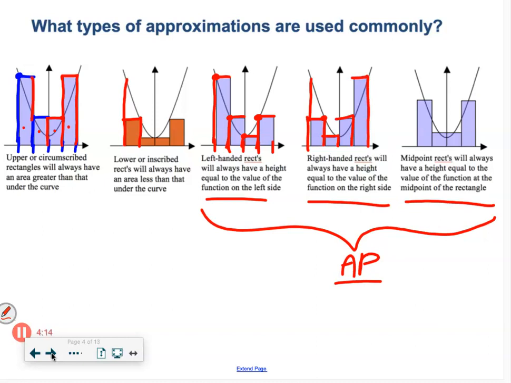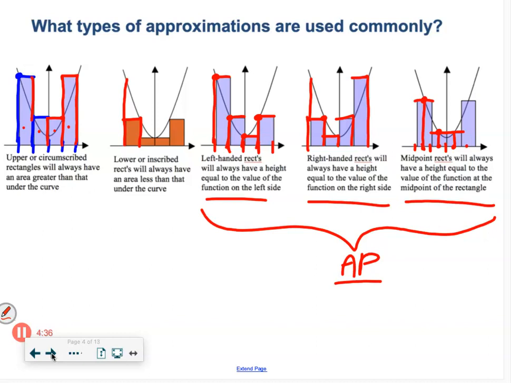Midpoint rectangles are determined by the height in the middle. So you have this side and this side go halfway in between, and whatever the height is halfway in between, that's your height of your rectangle. So here you have this side and this side, go halfway in between, find the height, that's the height of your rectangle.